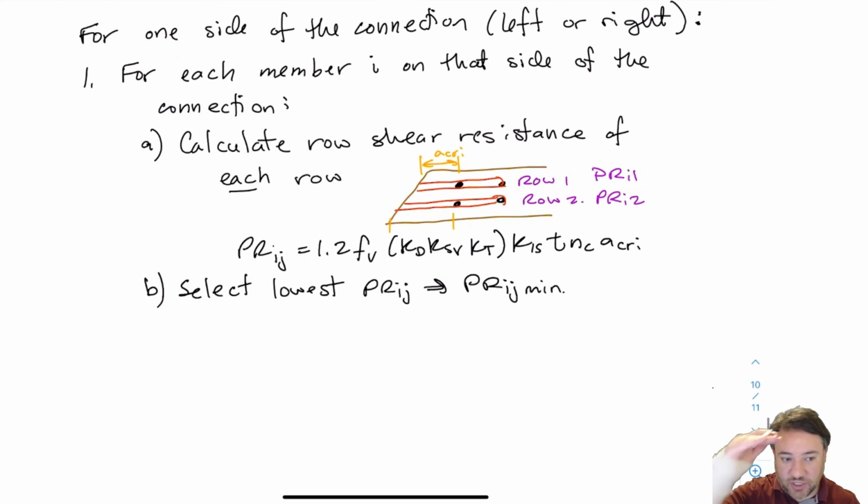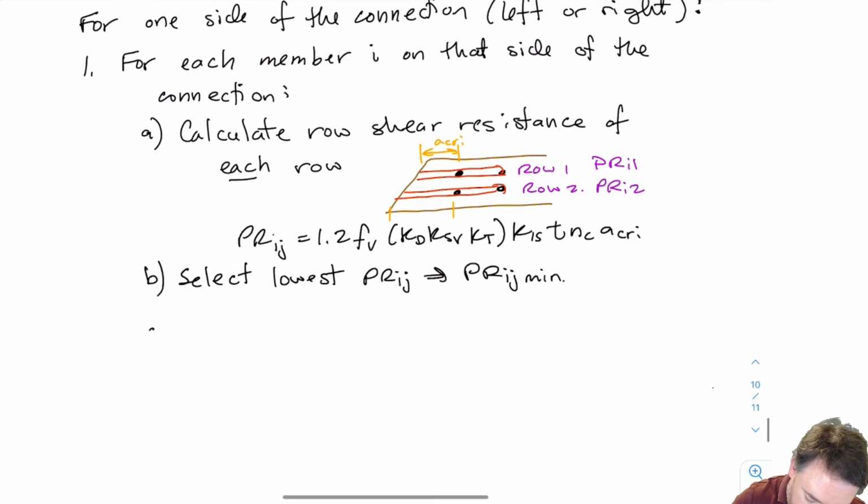So I'm going to assume that all the rows have the same strength, just like I'm assuming that the spacing between the bolts in a row is the same. That's the conservative part that we talked about, including the end distance, they're all the same. That's what PRIJ assumes. Likewise, I'm going to assume all the rows that pull out have the same row shear strength.